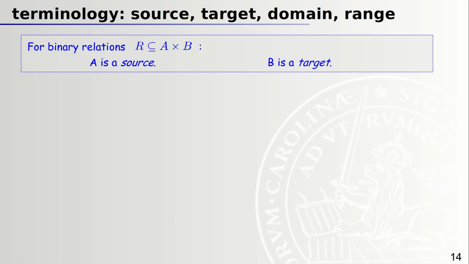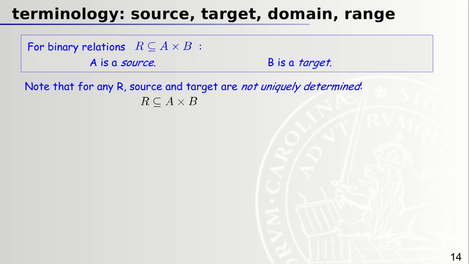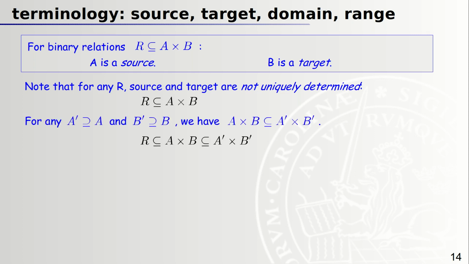Now we'll look at some terminology pertaining to relations. First, for any relation from a set A to a set B, we call A its source and B its target. It's important to know that in general, one cannot tell source and target just from the set of pairs representing the relation, at least not uniquely, because any relation from A to B is also a relation from any larger set than A, say A prime, to any larger set than B, B prime.